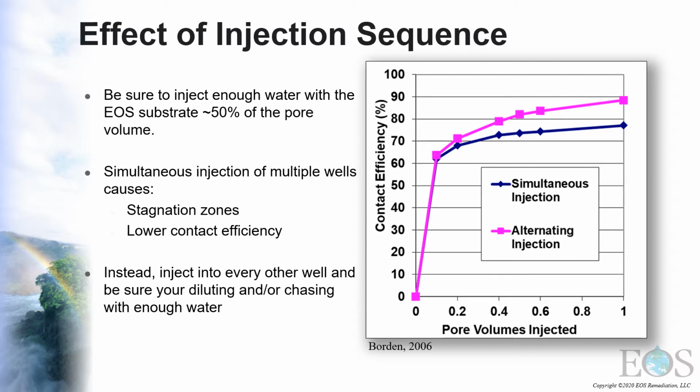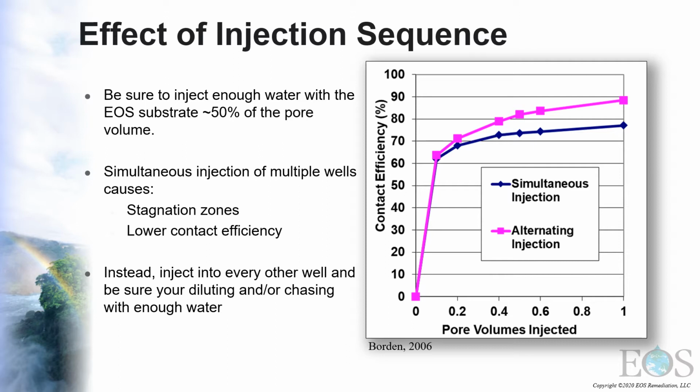Now, beyond the characteristics of the emulsion, you also need to consider how much water you're injecting. So here we're looking at a graph of pore volumes injected versus contact efficiency. And if we look first at the blue line, we're injecting all of our wells simultaneously. And if we inject about 50% of the pore volume, you can see that we're achieving a little over 70% contact efficiency. Now, if we inject our wells simultaneously, there's a good chance that we're going to create stagnation zones in between each of the wells. There's going to be kind of this repulsion effect between the two wells based on flow. And so there's going to be a part of the aquifer that's going to go untreated.